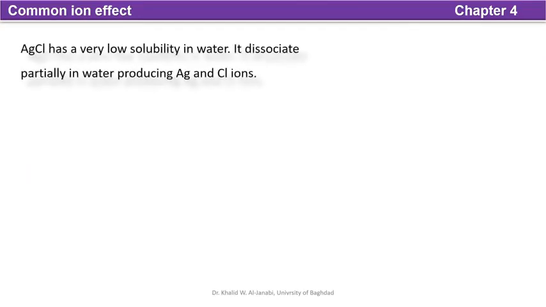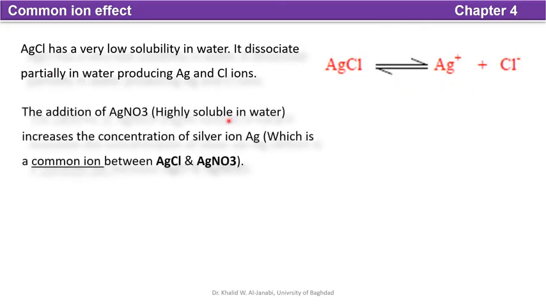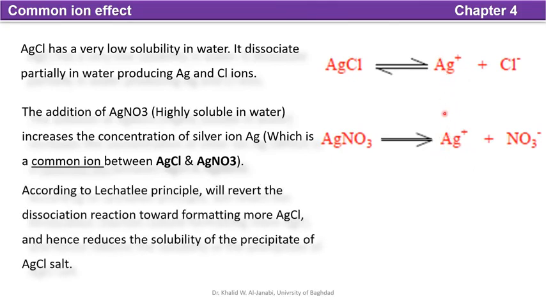This is another example. AgCl in general has a very low solubility in water, so it's partially dissociated. The addition of AgNO3, silver nitrate, will dissociate to produce silver ion. Silver ion here is common with the first reaction, so this will decrease the solubility.